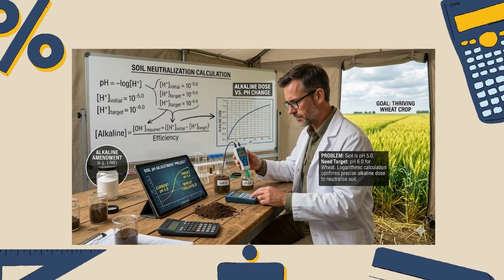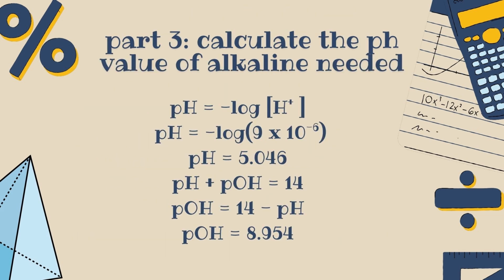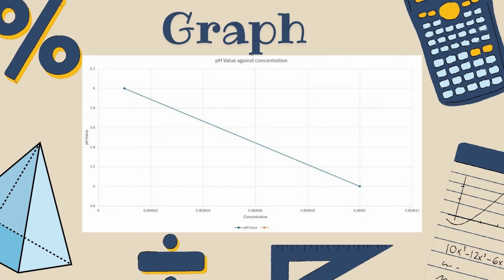Now let's dive into situation 2. To save the crops, Dr. Evans uses a logarithmic function to calculate the exact concentration and pH value of alkali needed to neutralize the soil. To calculate the concentration of alkali needed, we first have to calculate the excess H plus, which we get as 9 times 10 to the power of negative 6. After that, we use the formula to calculate the pH value, which is 5.046, which is 8.9454 in pOH value. This graph significantly shows the inverse relationship between pH and concentration of hydrogen ion.